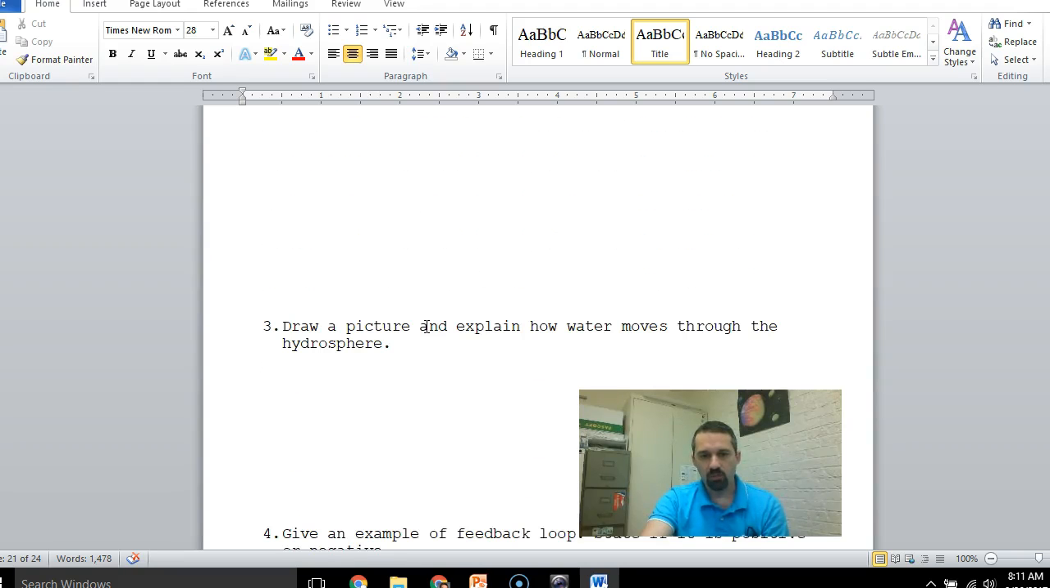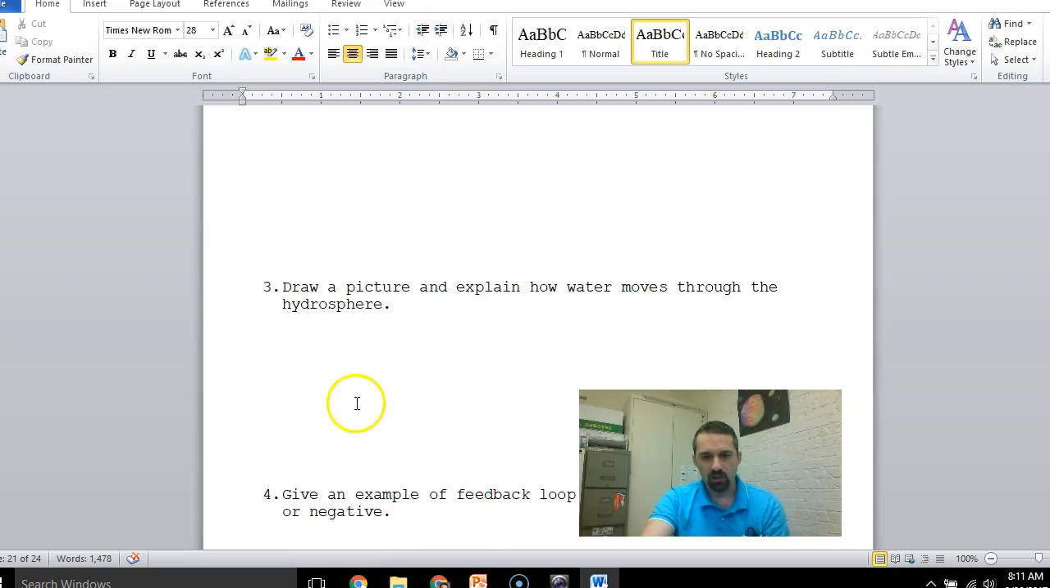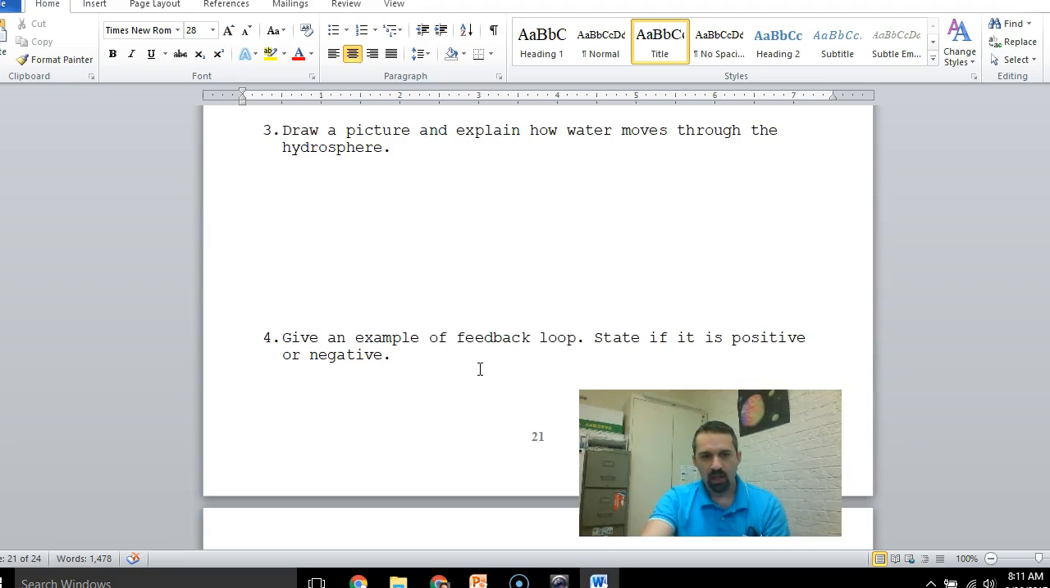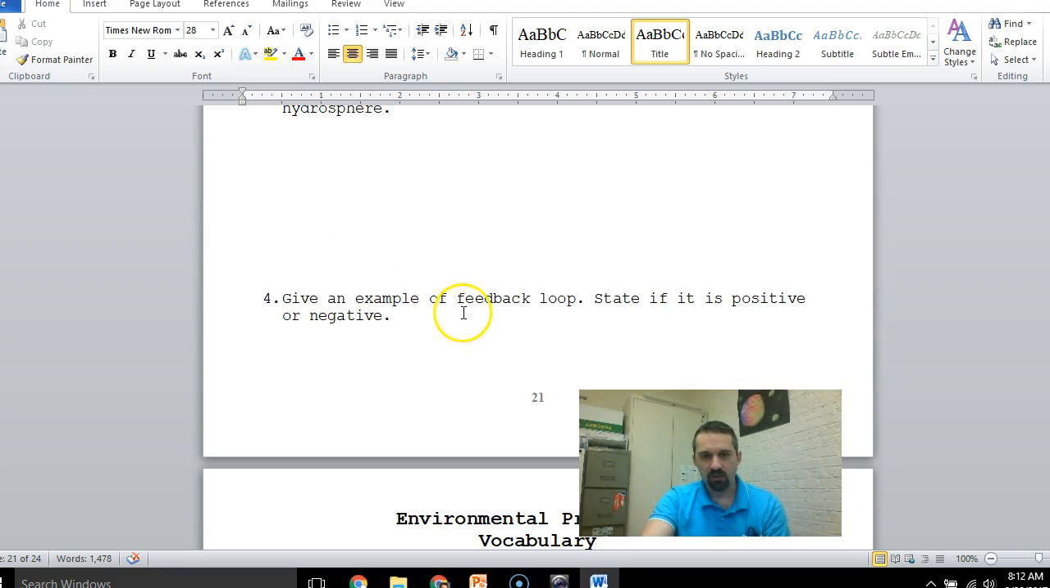And then draw a picture and explain how water moves through the hydrosphere. And so what are you going to draw right here? That's right, you're going to draw the water cycle. Absolutely. And then number 4, give an example of a feedback loop and then state if it's positive or negative. Now remember, anytime I want you to give an example, you can't use one that we used in class. It has to be one that you come up with on your own.